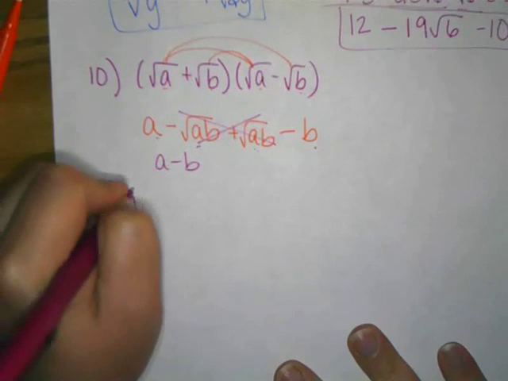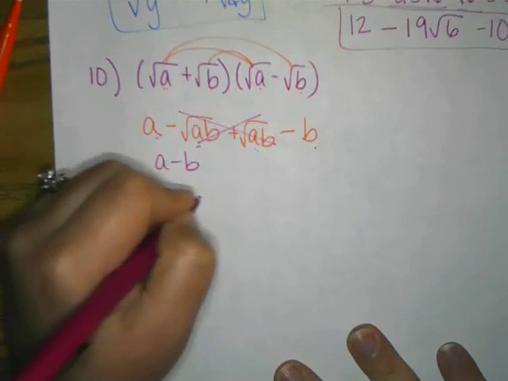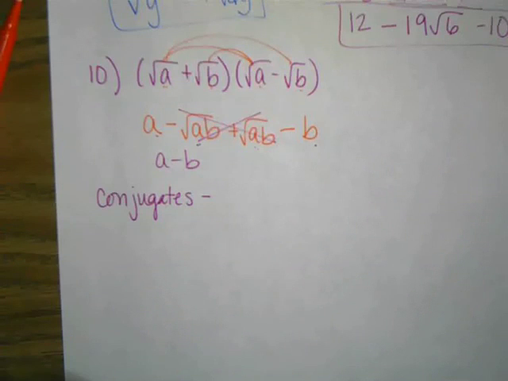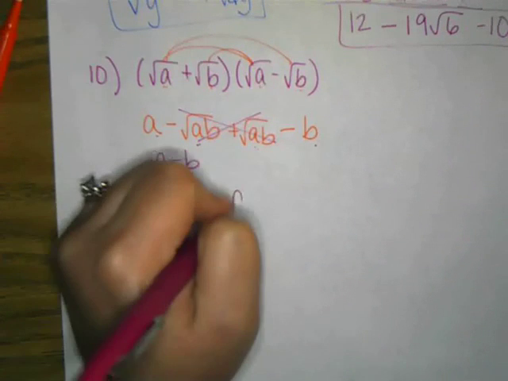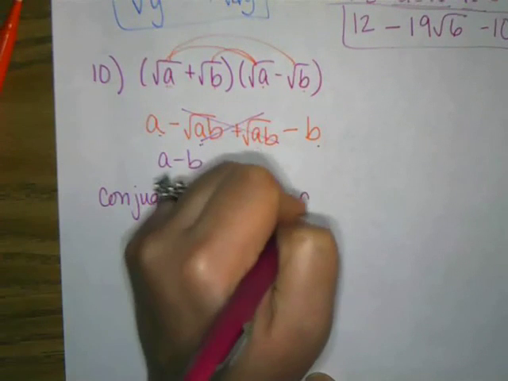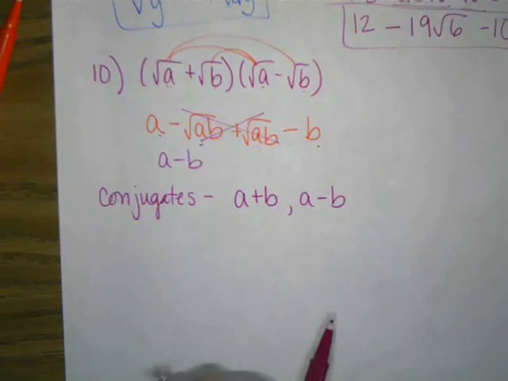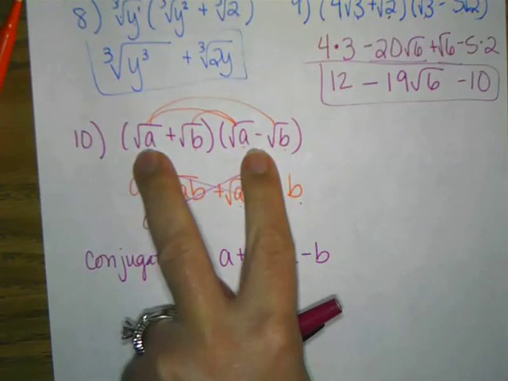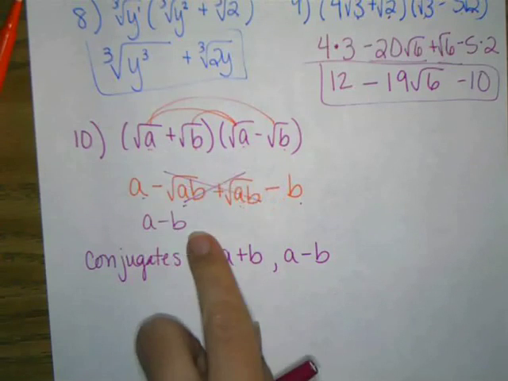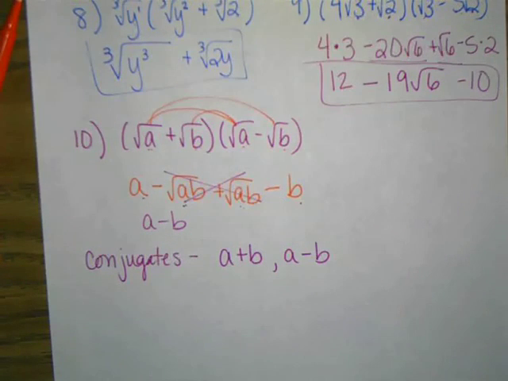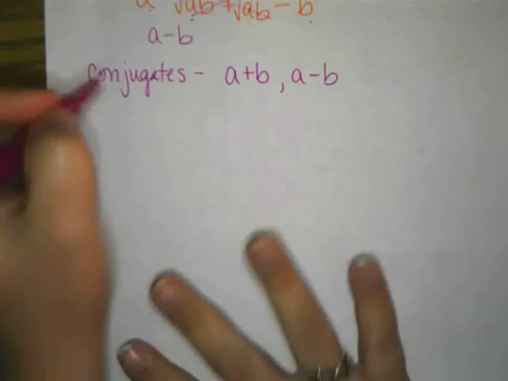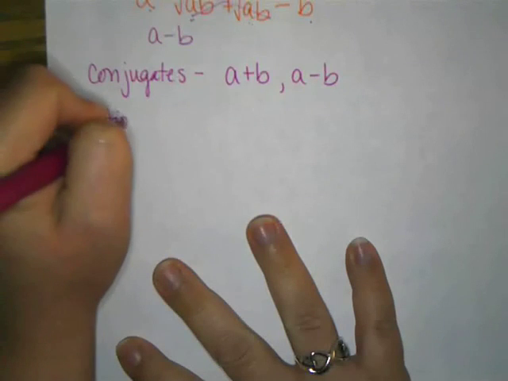Which leads us to a new term called conjugates. Conjugates are pairs of numbers like a plus b and a minus b. That's a conjugate pair. Up here, these were two things being multiplied by a conjugate pair, and you can see that a nice little answer came out of that. And that will happen. So you need to recognize what conjugate pairs are, because we're going to use them to rationalize denominators with radicals.